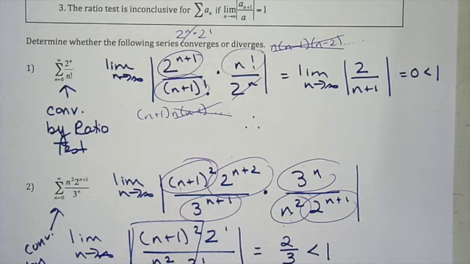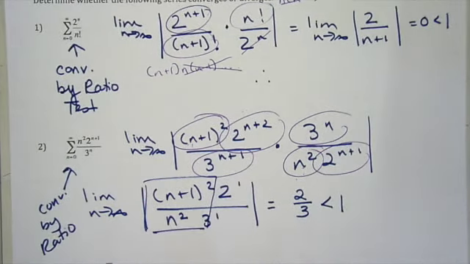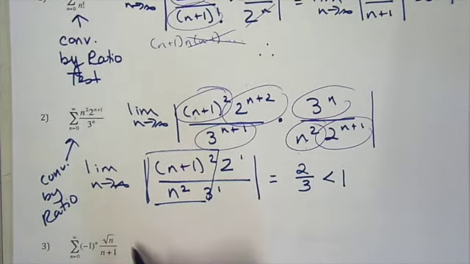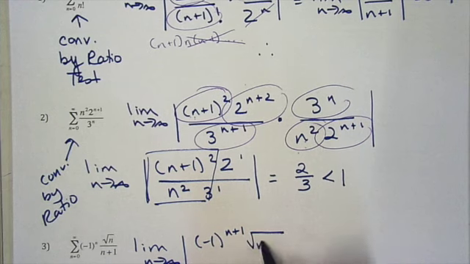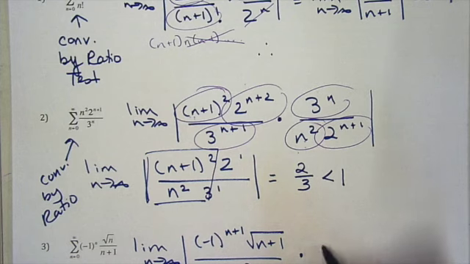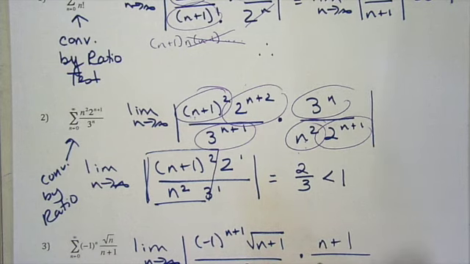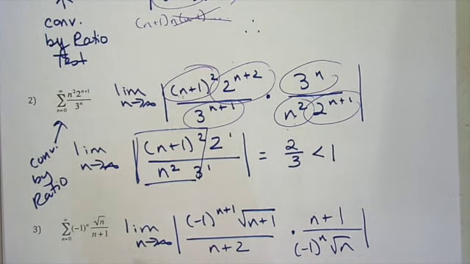Okay, let's try one last one. Okay, so same thing, I'm going to set up the ratio test. Limit as n goes to infinity, -1 to the n plus 1, square root of n plus 1. If I plug in n plus 1 here, this is really n plus 2. Flip it. Start with this.